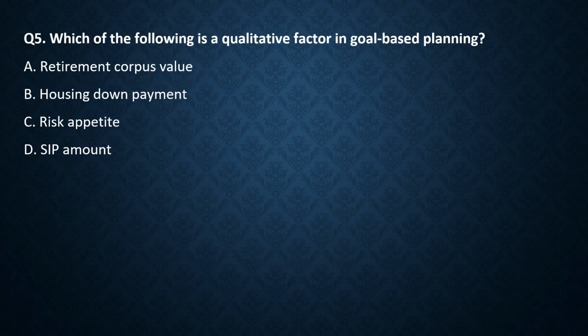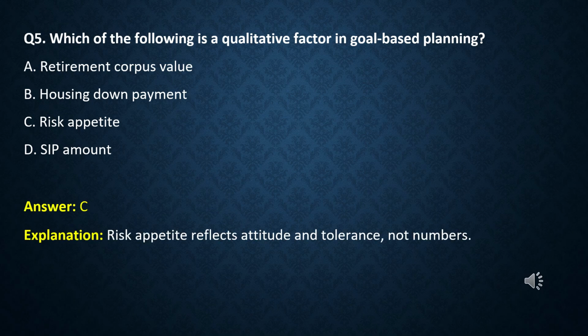Next question. Which of the following is a qualitative factor in goal-based planning? Option A, retirement corpus value. Option B, housing down payment. Option C, risk appetite. And option D, SIP amount. Correct answer is option C. Risk appetite reflects the attitude and tolerance, not numbers.